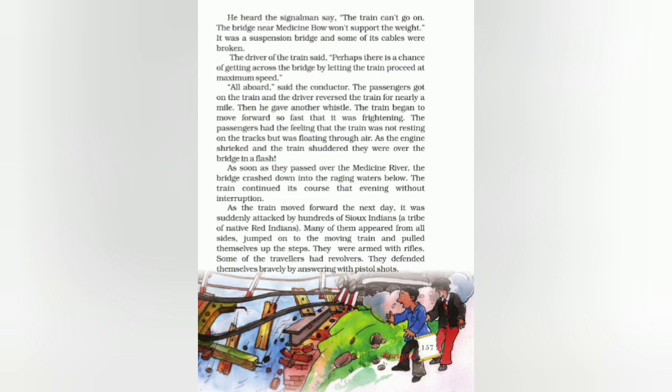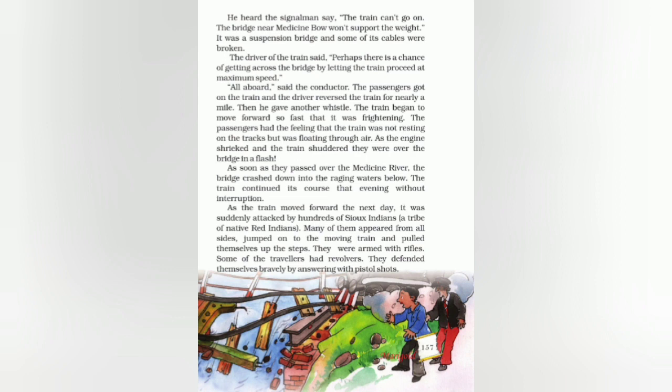He heard the signalman say, "The train can't go on. The bridge near Medicine Bow won't support the weight." It was a suspension bridge and some of its cables were broken. The driver of the train said, "Perhaps there is a chance of getting across the bridge by letting the train proceed at maximum speed." "All aboard," said the conductor.